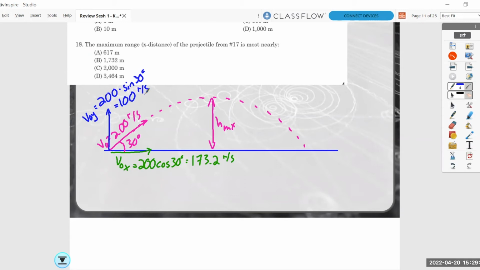It's always good, by the way, to gut check yourself to see whether you've done this properly. 30 degrees is not a very steep angle, right? I mean, it's not nothing, but it's more flat than it is not, right? So we end up with a larger x component than a y component, which I think makes sense if you visualize a 30-degree angle.